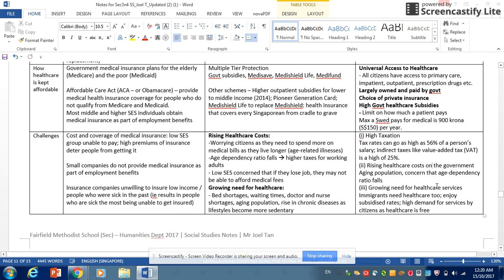The same issue happens with the aging population, and there is also growing need for healthcare. But the additional problem is that immigrants come in and they enjoy the subsidized rates, and that causes a strain on the healthcare system. And so there are also issues with the system.